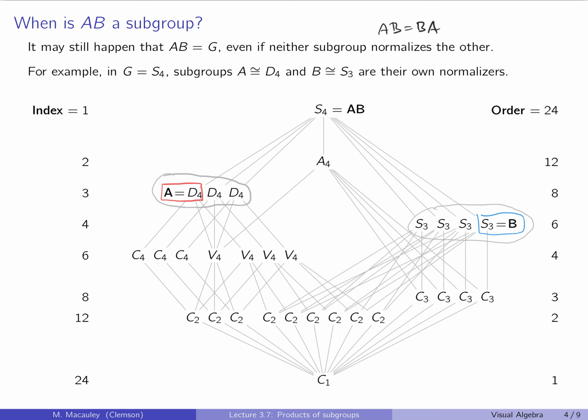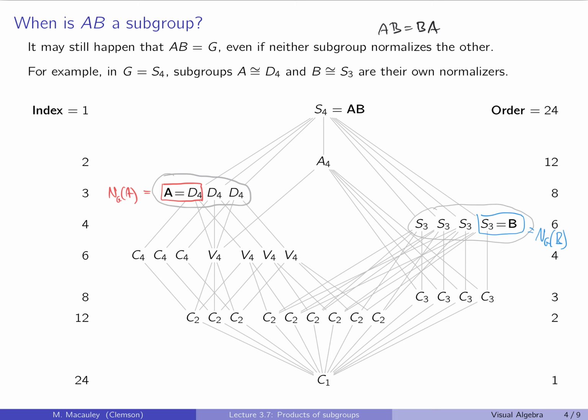So if the normalizer of both B and A are themselves, then the normalizer of A does not contain B, and the normalizer of B does not contain A. But you can check, maybe it's a little tedious, that the product AB is indeed the entire group S4.